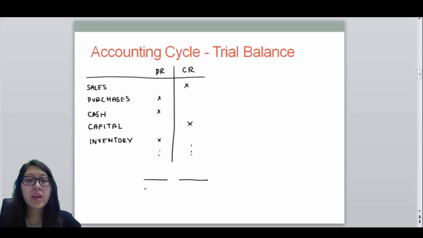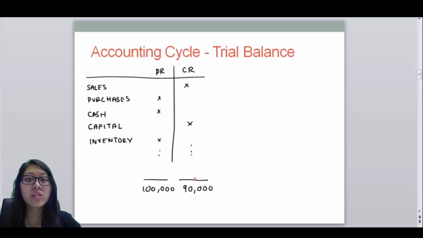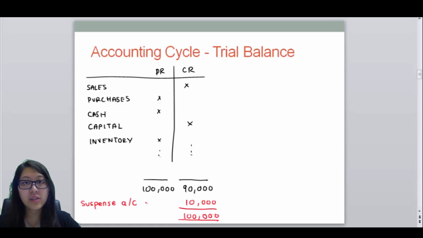So for example, if on the debit side I have 100,000, but on the credit side I have 90,000, that means my trial balance does not balance and it does not add up. So temporarily, I'm going to have to open a suspense account. This suspense account is meant to be put on the side that is much lower in order to balance it with the other side. So in this case, I'm going to put 10,000 on the credit side to make it balance with the debit side of 100,000.